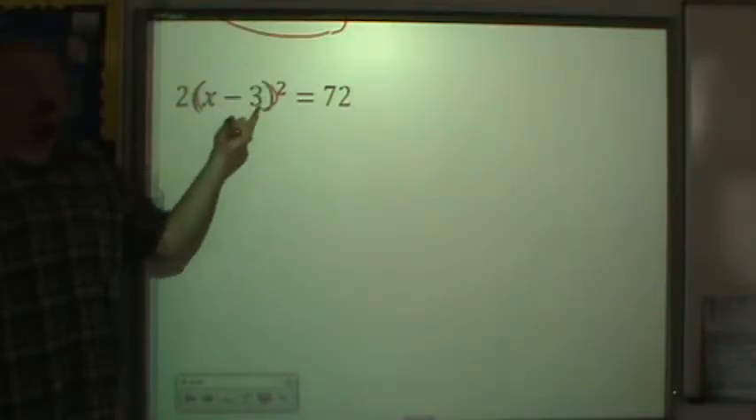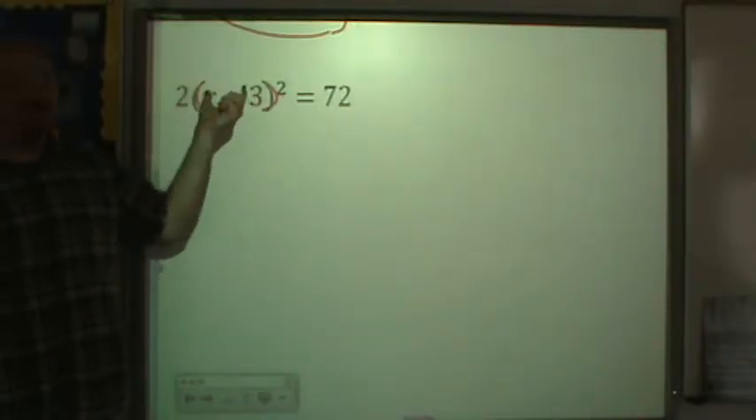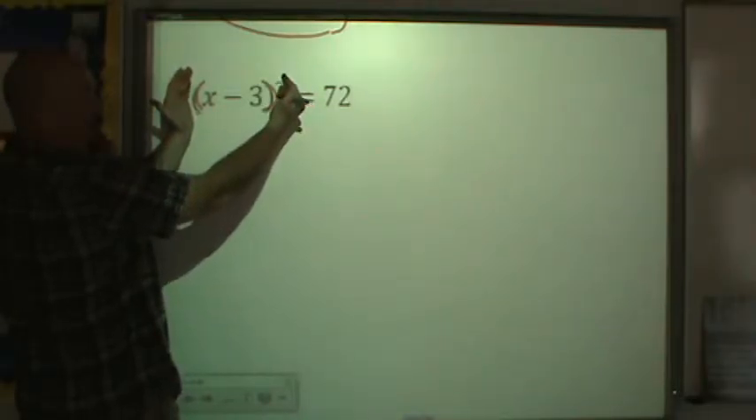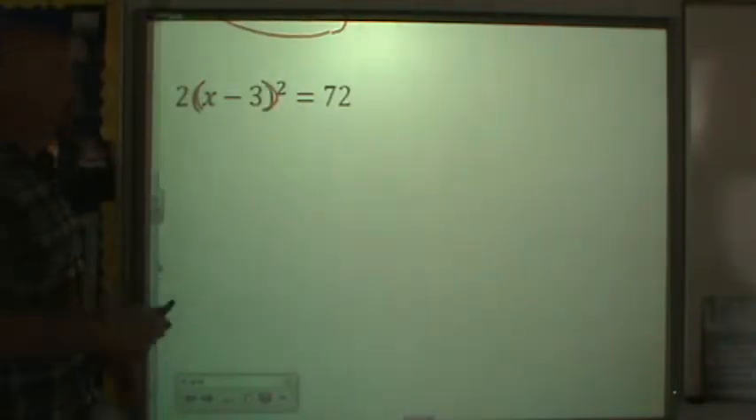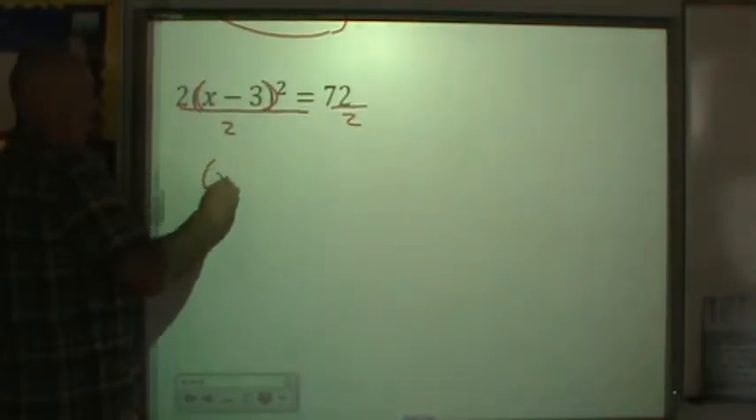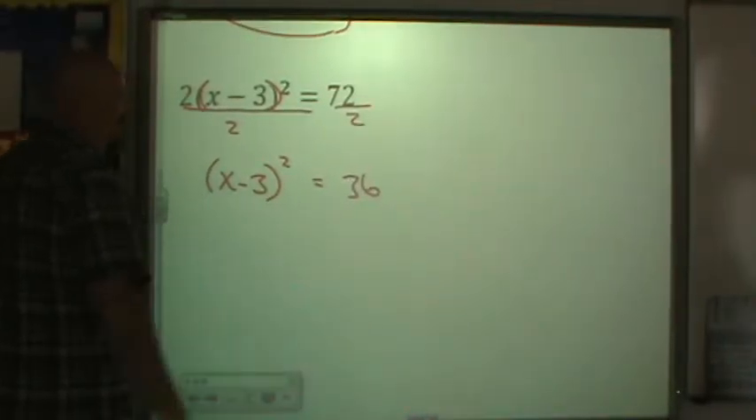We don't want to expand this. Having it simplified in this form is actually easier to deal with because I can isolate just this part and then take the square root, right? So if I divide everything here by 2 and divide here by 2, I'll have x minus 3 squared equals 36.